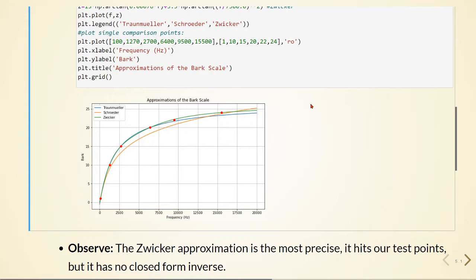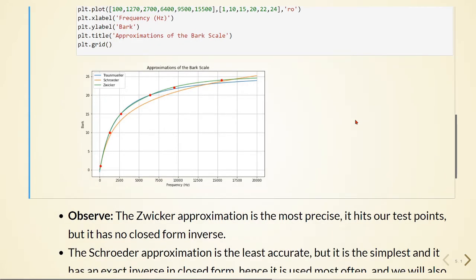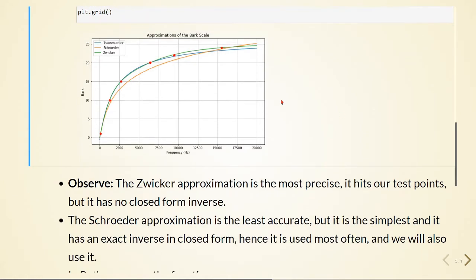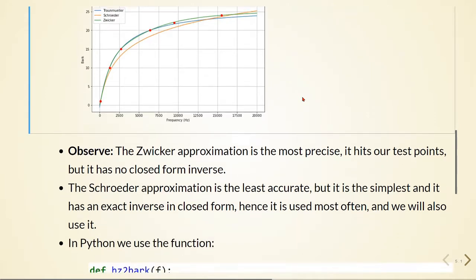So we have the approximations of the Bark scale. Here we have the frequency in Hertz, and here we have the corresponding Bark domain. So observe that the Zwicker approximation is the most precise and it hits our test points, but the problem is it has no closed form inverse. The Schroeder approximation is the least accurate, but it is the simplest and it has an exact inverse in closed form, hence it's used most often, and we will also use the Schroeder approximation.